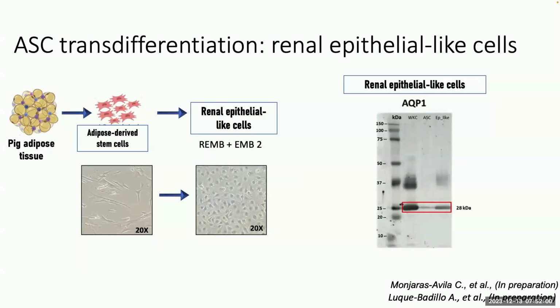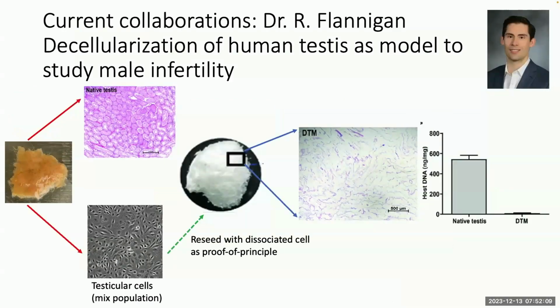For kidney cells, we do see a change in morphology, and we start seeing the expression of aquaporin 1. This is still in the works, so the students are still doing this work. Now, moving into the collaborations, I'm going to go very quickly.